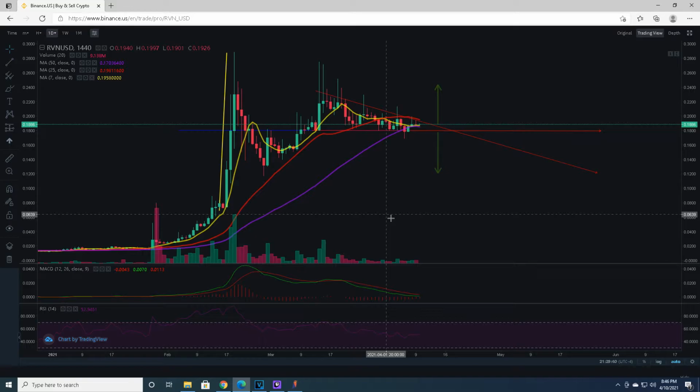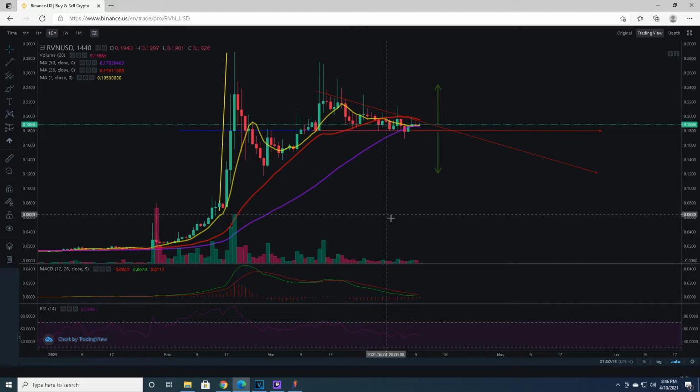So while this is typically a continuation pattern for a downtrend, it can also be a reversal pattern to signify the top of an uptrend. Now, none of these things are 100%. None of these things are set in stone. I'm not telling you that Raven is going to go down, but if I had to put odds, I would say the odds are that BTC is going to break up and odds are that RVN is going to break down. But RVN is a fickle beast.